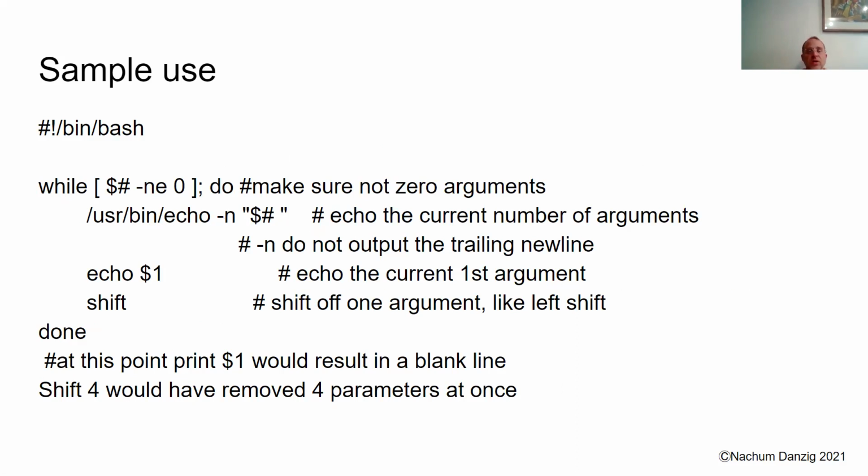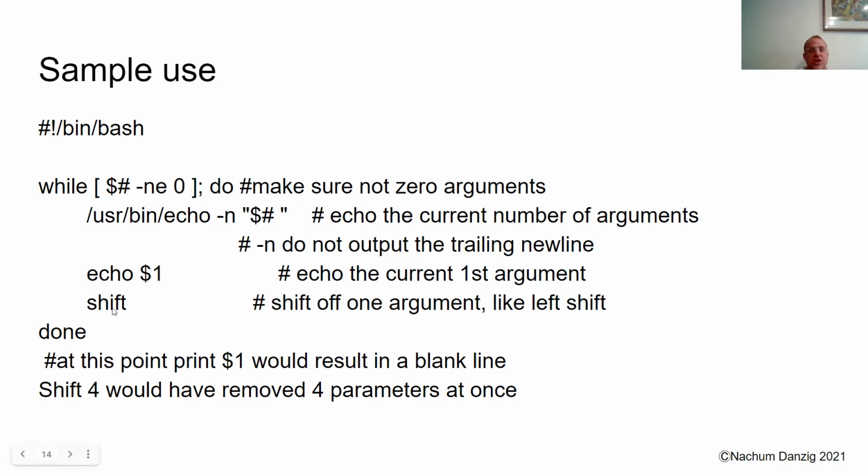And then I echoed $#, or $pound sign, which will tell me how many arguments there were. If you type 1, 2, 3, 4, it'll tell me 4. Then I echo the first parameter, which is $1.